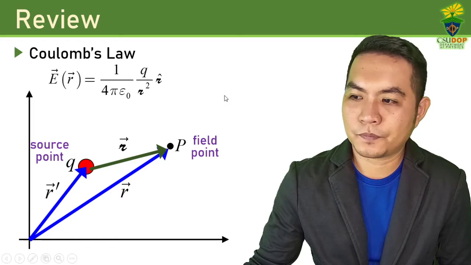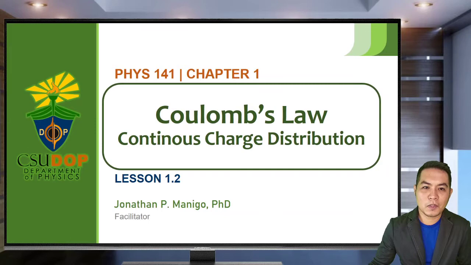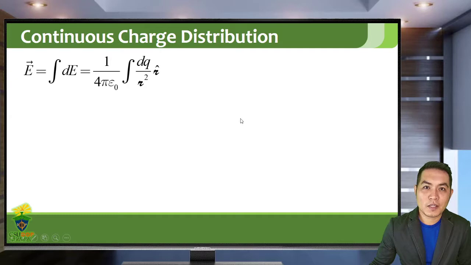So for this lesson, we will continue with Coulomb's law for continuous charge distribution. So let's now start. For continuous charge distribution, the total electric field due to the distribution will be an integral. So instead of summing for the discrete case, for the continuous case, we now integrate all of the differential electric fields due to all of the differential charge elements.